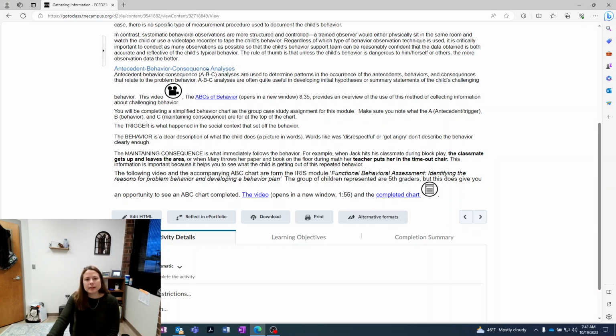And remember that consequence, it should match, it should be a replacement, right? You should be teaching them skills to replace that target skill that you want to work on. But it's really going to help you develop what we call a hypothesis, right? A summary statement of what that behavior is, right?